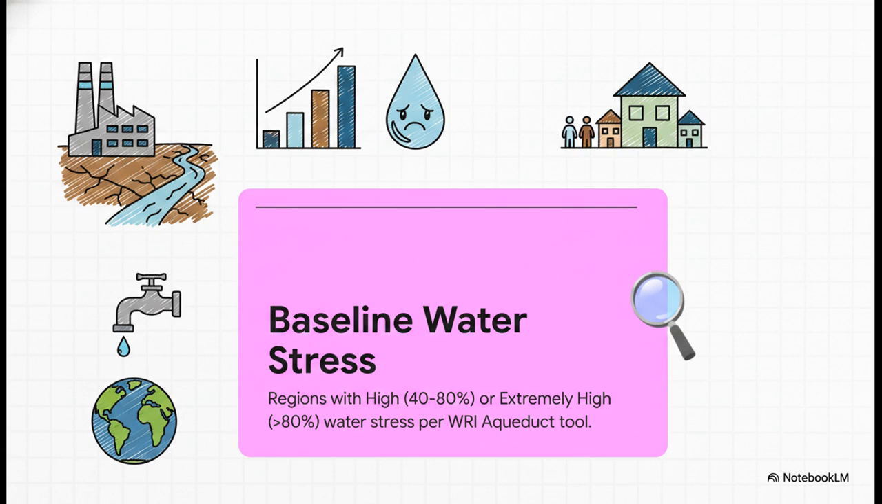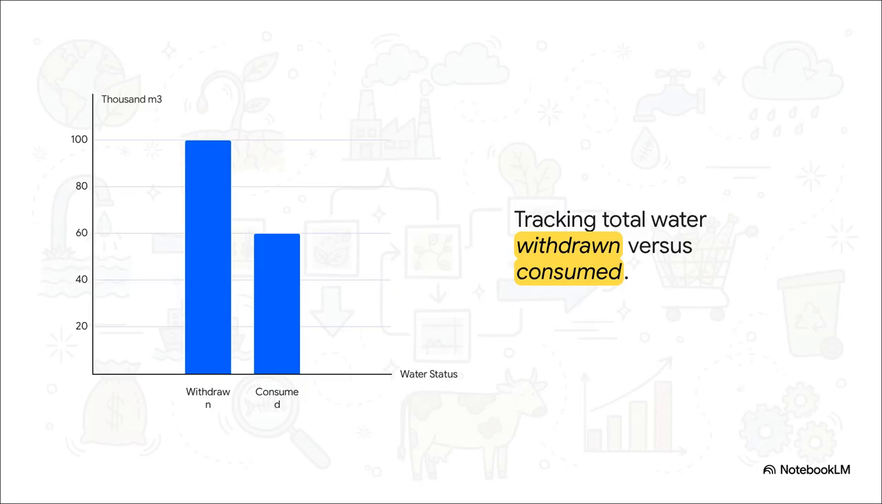This isn't just some vague environmental buzzword. It's a direct operational threat. Being in these zones means higher water bills, tighter government limits, and competing directly with local communities just for basic survival resources. This forces some incredibly strict accounting.